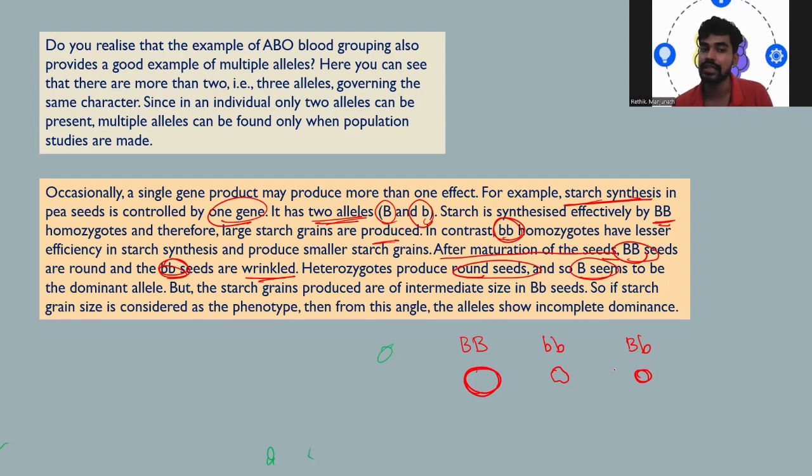So if the starch grain size is considered as a phenotype, then from this angle, what does the allele show? Incomplete dominance. So for incomplete dominance, we can also give this as an example.